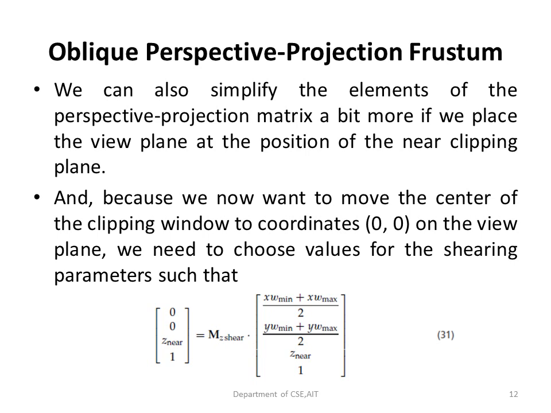So since we now want to move the center of the clipping window to the coordinates XPRP and YPRP, that is 0, 0 on the view plane, we are going to choose the values for the shearing parameters in such a way that it is moved to the center. It will be made symmetric. So we are going to make use of the X value and the Y value with respect to the window's minimum and maximum, in terms of the width and in terms of the height for the Y. And of course for the Z axis we need to have the Z near value.